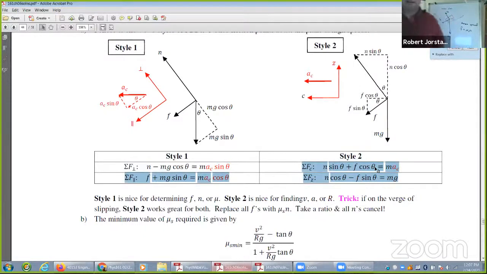All right. And so let me just write that up here. So we're doing style 2. We've got the FBD up there. I believe everything in that FBD still applies exactly as is. Friction's down the plane. The only trick is now we can use that F equals mu N in here. So let me write these down. We get an N sine theta plus F cosine theta. And then down here, we get an N cos theta minus F sine theta equals mg. Okay, and then just give me a second.